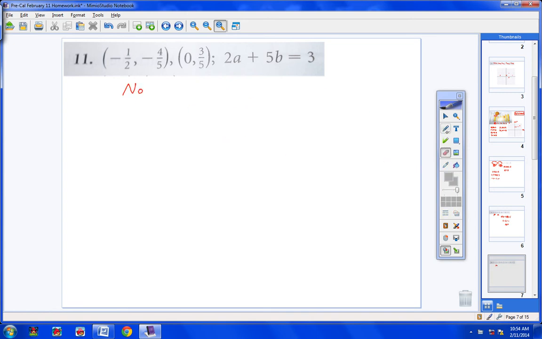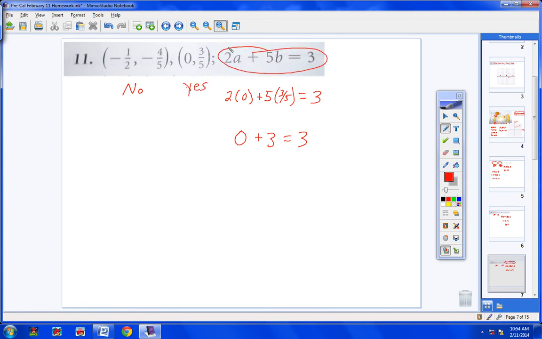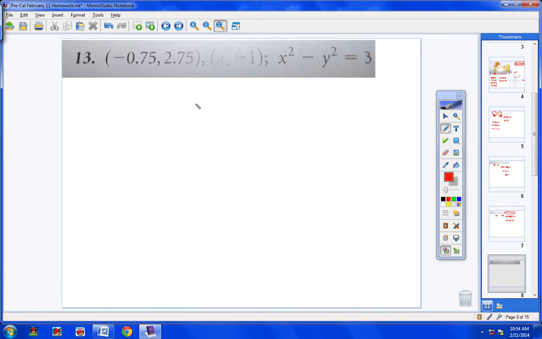Now, let's check this ordered pair right here. Where the A is, I will substitute a 0. And where the B is, I will substitute 3/5. 2 times 0 is 0. 5 times 3/5 is 3. And that is true. 0 plus 3 is 3. 3 does equal 3. So this ordered pair is a yes. It does satisfy this equation. All right, moving on to number 13.